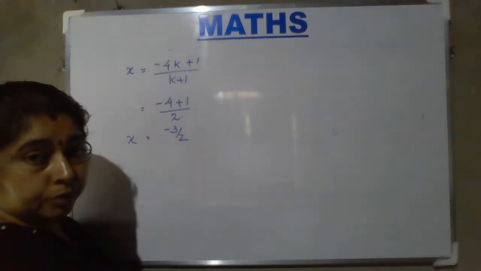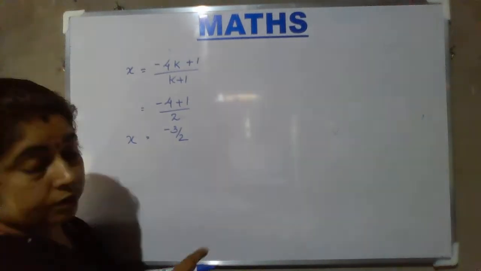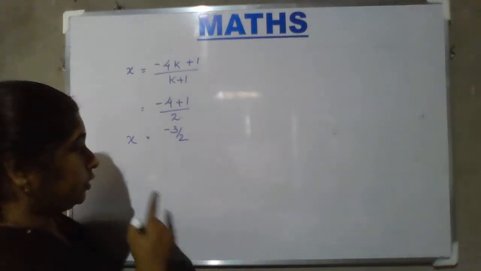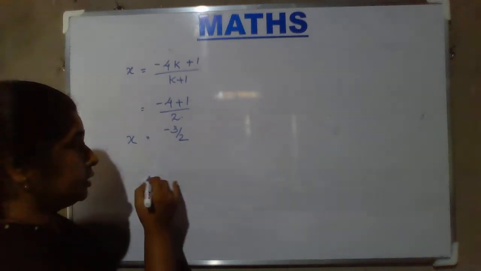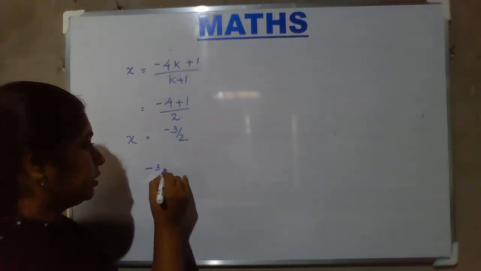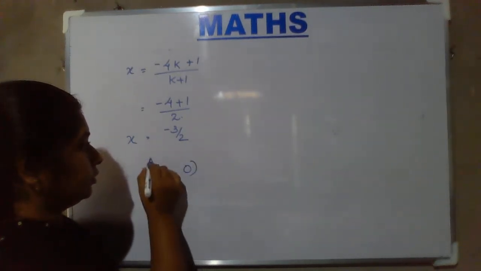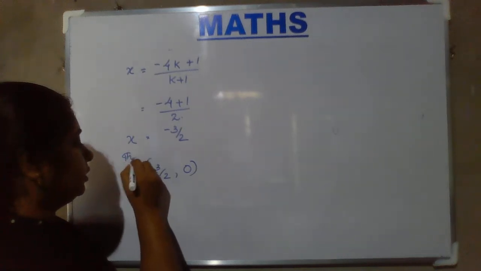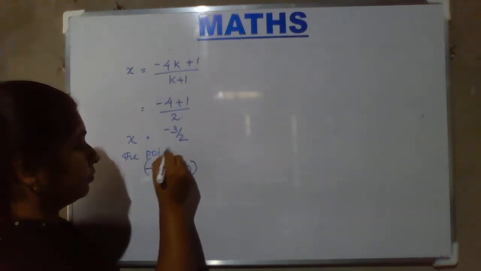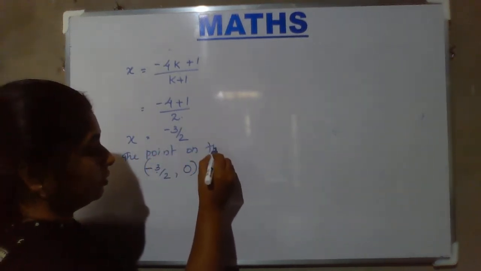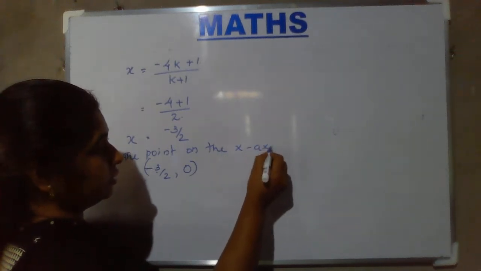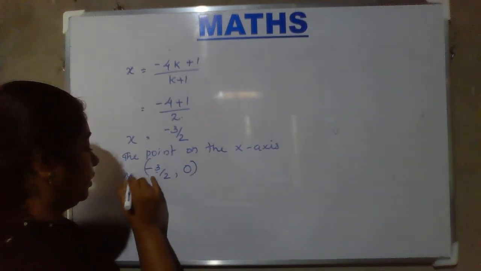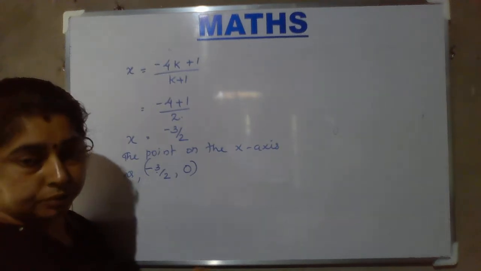We know that the point on the x-axis is of the form (x0, 0). So here the point on the x-axis is (-3/2, 0). So the point on the x-axis is (-3/2, 0).